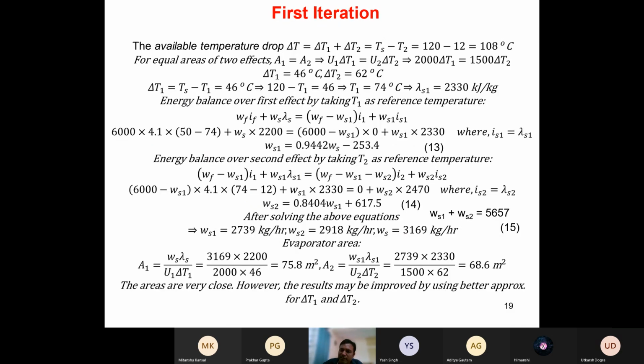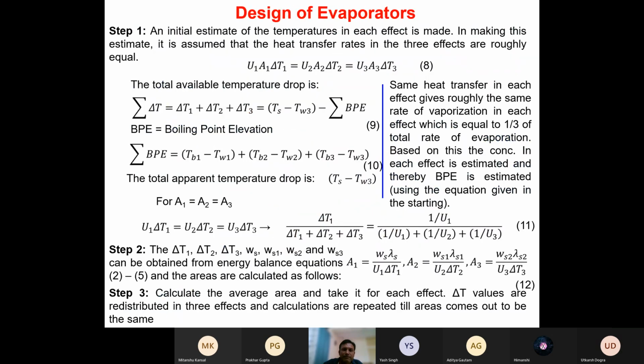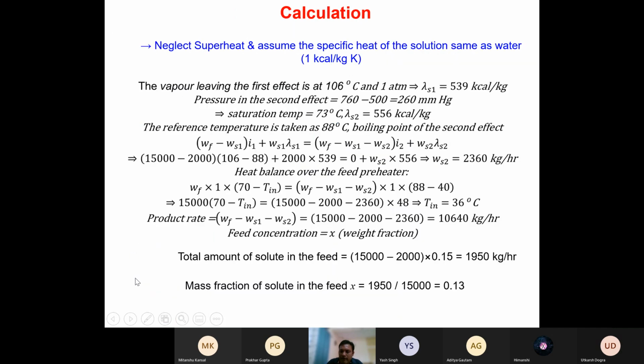Remember, what is the first stage for designing? Start with this equation: U1 A1 delta T1, U2 A2 delta T2, U3 A3 delta T3. This should be the same. This first stage is with the assumption that the rate of heat transfer is the same. Of course, the rate of heat transfer is not the same, but just to start, this is what we are assuming. So with this assumption, we get U1 delta T1, U2 delta T2 equals U3 delta T3. With this and the total delta T we know, that's what we are trying here.